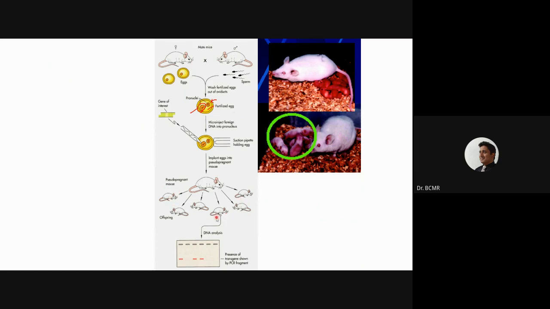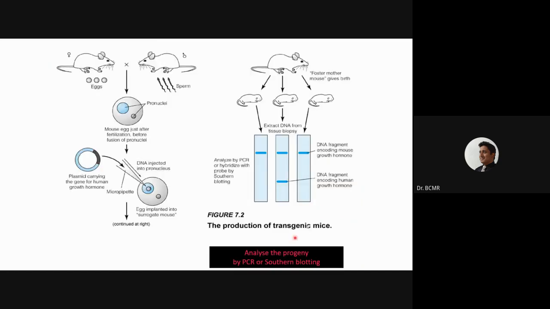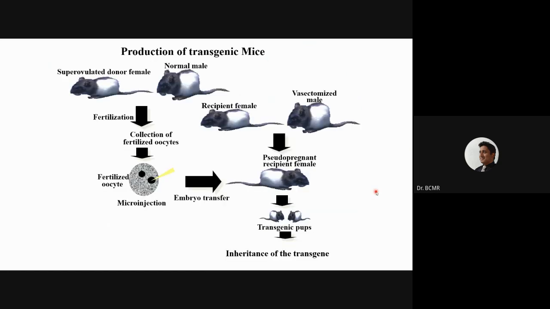And once we get the pups from the manipulated embryos, we will analyze for the presence or absence of the gene. You can use PCR. You can also use Southern blotting. Yes, this is the same procedure that is shown. When we are making, there are two things. First is genetic manipulation, then cell manipulation, then we have embryo manipulation. First we'll make the recombinant DNA, that is the DNA construct. We will put it into cells, that you can say is cell manipulation, and then we have embryo manipulation also.